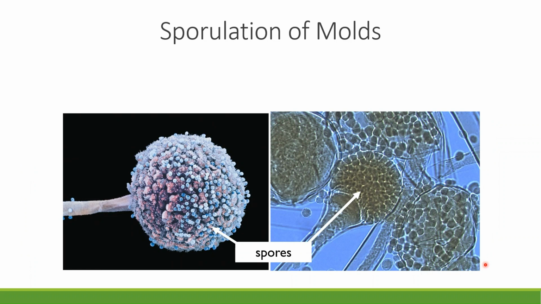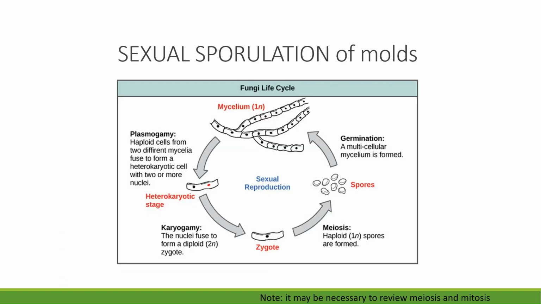And here we can see those sacs where the spores get formed in the aerial hyphae. And in this image, we're taking a look at the sexual reproduction of spores, of molds in general. And I like to start here with the spores. And those spores can germinate in order to form the mycelium.